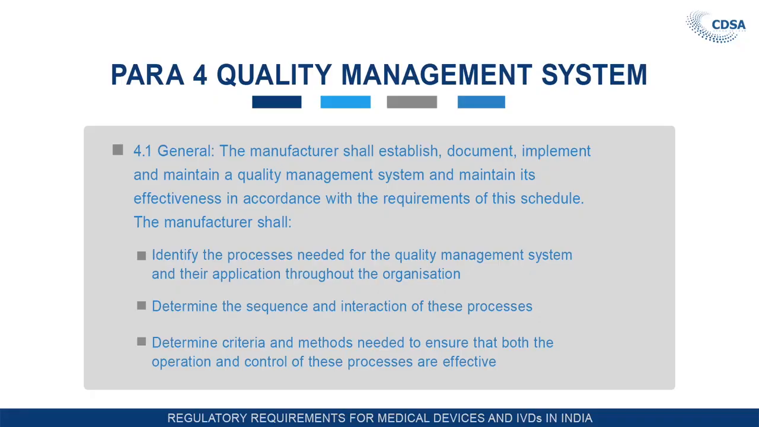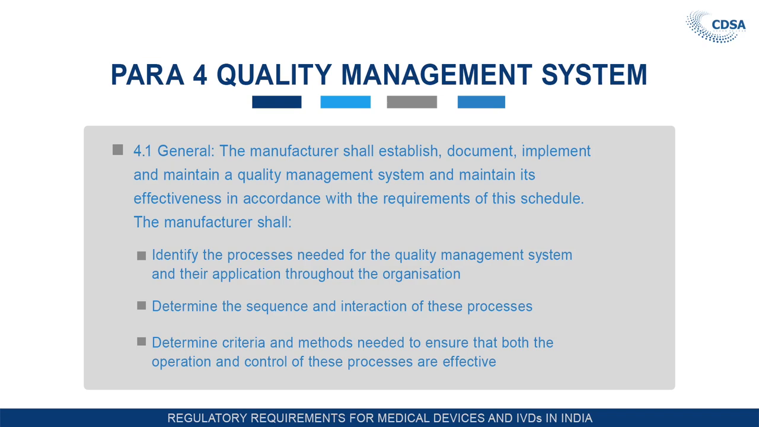Para 4, quality management system. General: the manufacturer shall establish, document, implement and maintain a quality management system and maintain its effectiveness in accordance with the requirements of the schedule. That means he shall establish a QMS, he shall document everything that is done over there in the QMS, and implement that in the plant to maintain the quality management system.